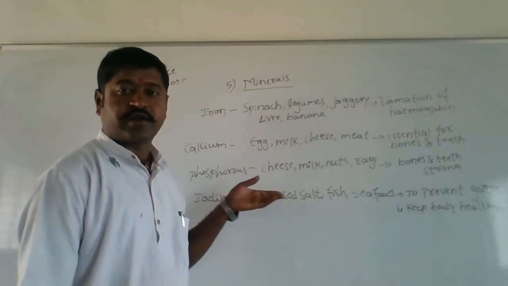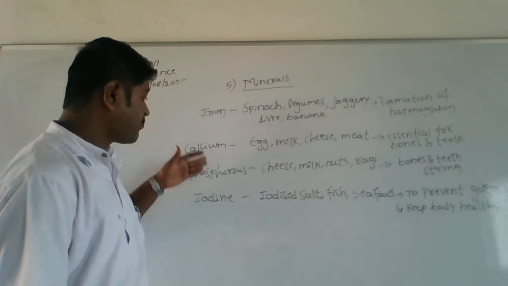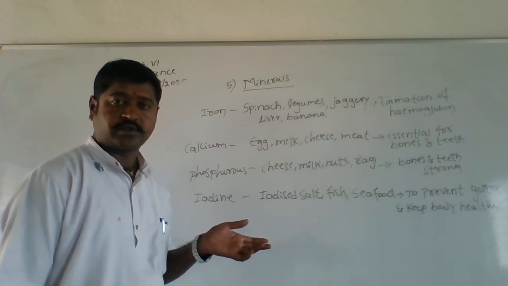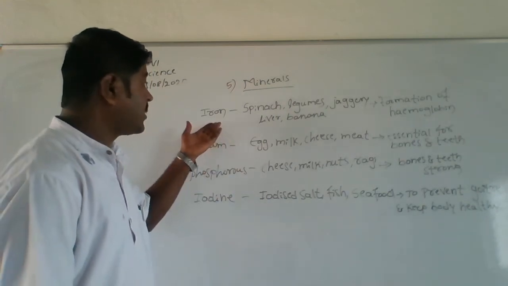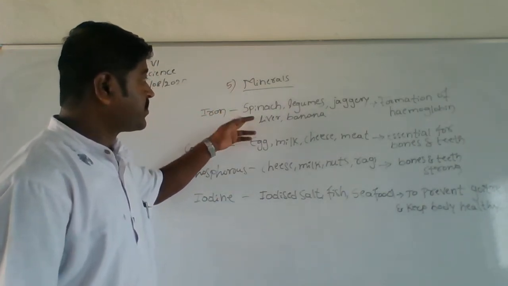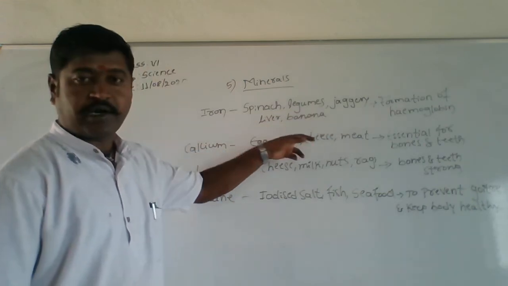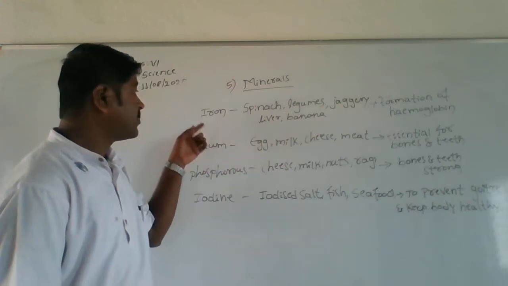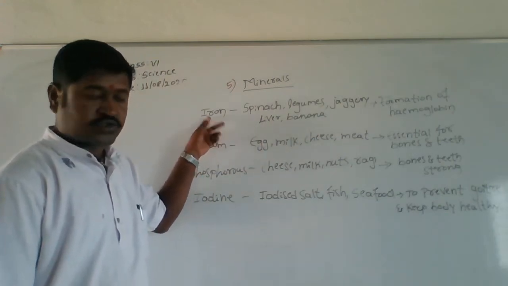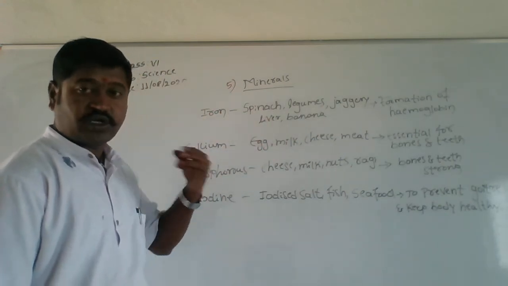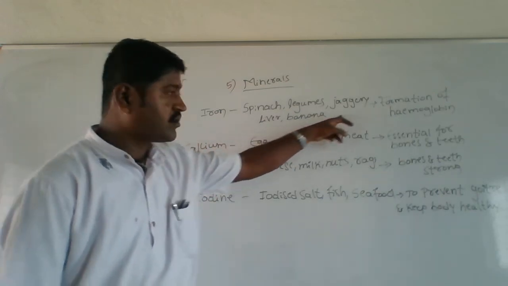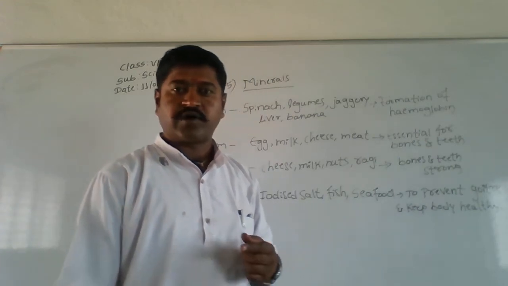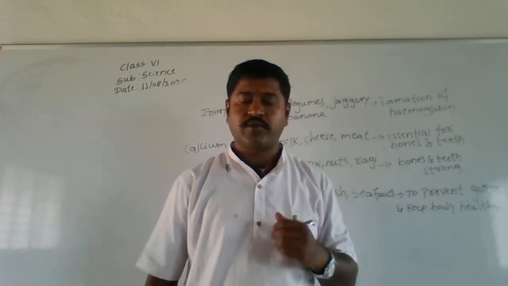We have a few minerals like iron, calcium, phosphorus and iodine. So these are the minerals which are found. And where are we going to get iron from in food? It is in spinach, legumes, jaggery, liver and banana. These are the food items which have iron content in them. So once we obtain that iron from this food, what is it doing? It is helping our body in the formation of hemoglobin.